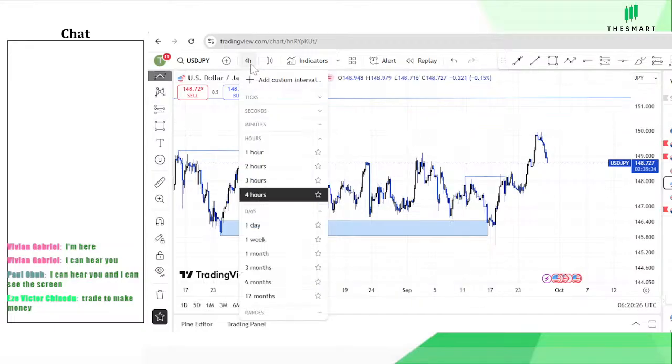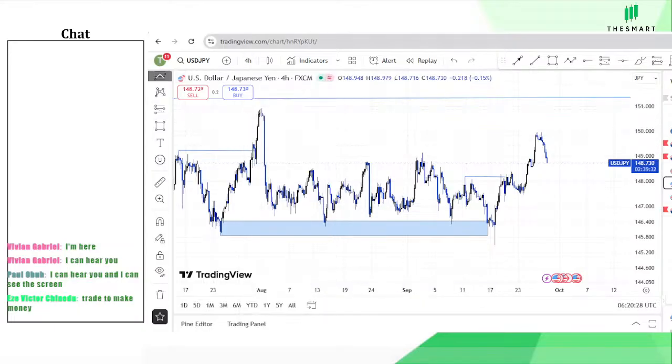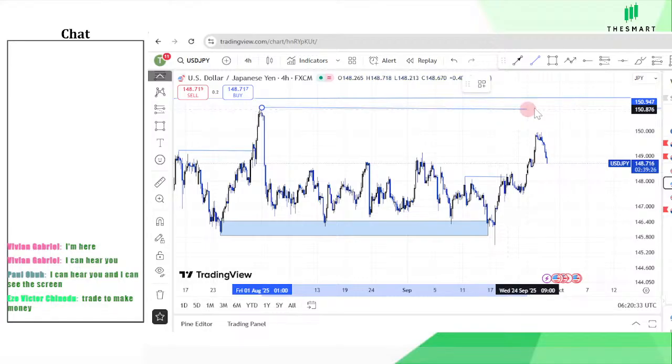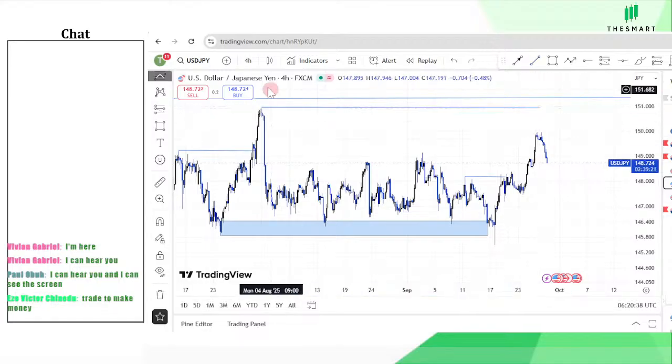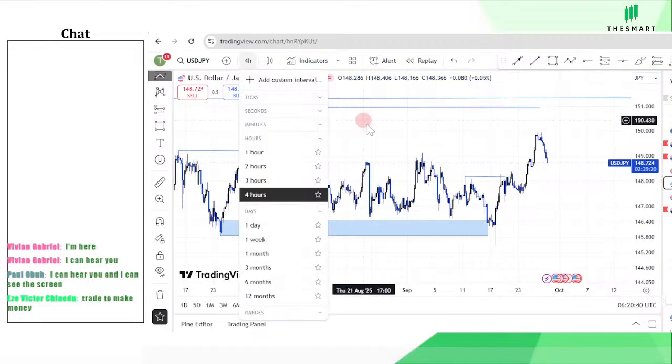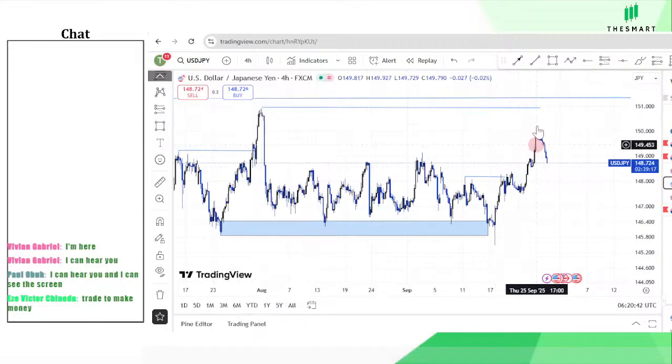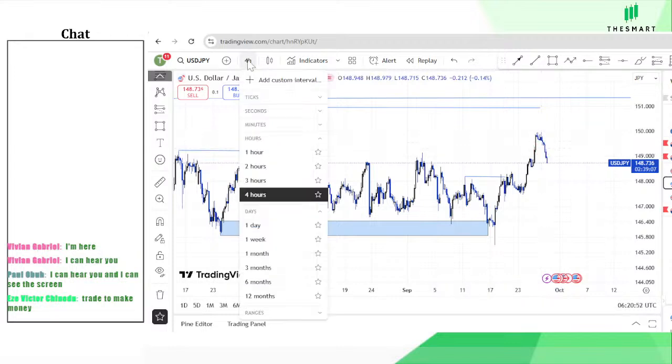So let's step down to the 1 hour first. We should know that this is our target we want to see on USD/JPY on the 4 hours. We want to see price come back to this point on the 4 hours. So with this bias, or with this target on the 4 hours, let's step down to the 1 hour to see if there is any trade possibility on USD/JPY.